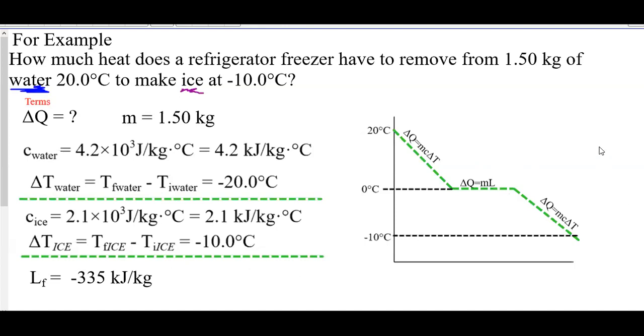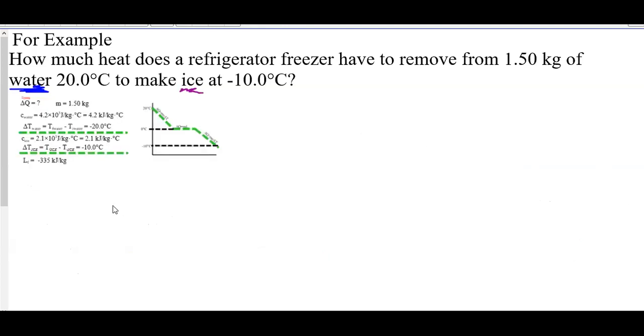So I'm going to shrink this screen up a little bit. You can kind of make out the numbers there just off to the side, but I need the space to do the rest of the math. So I need to find the total energy removed from the water just to make ice.